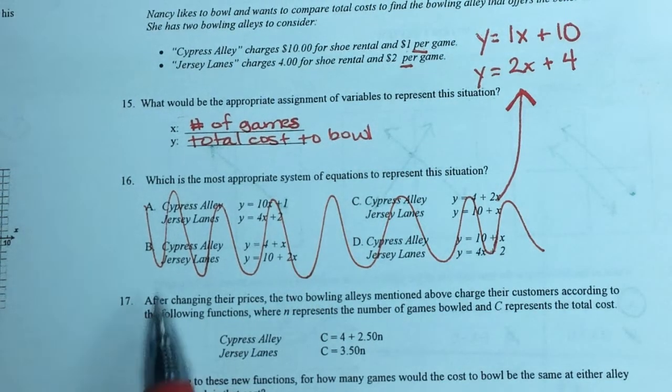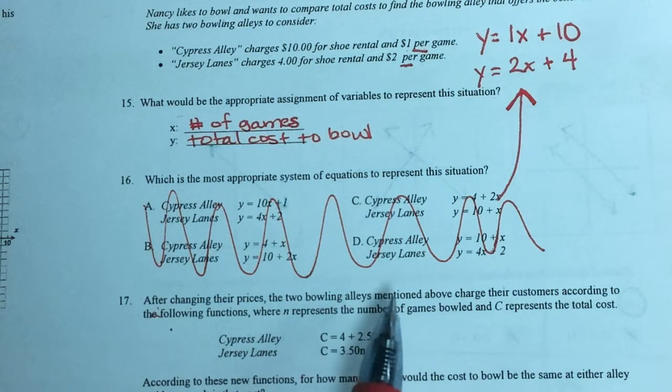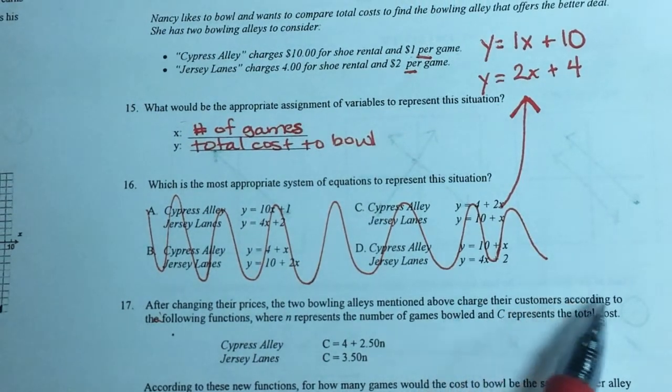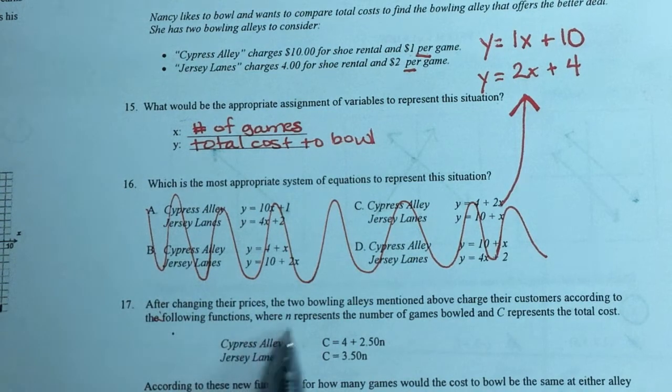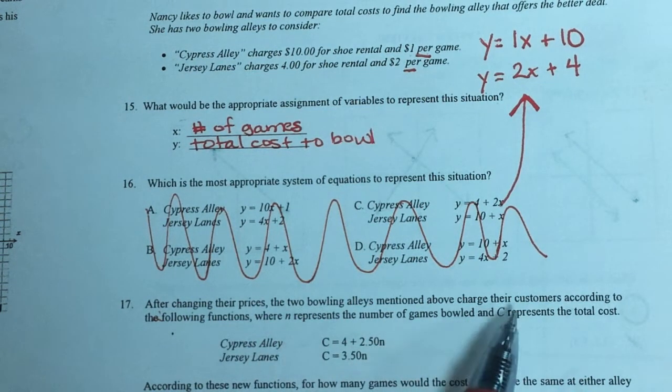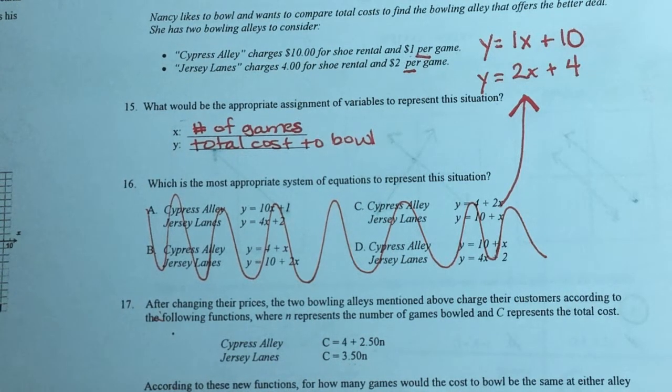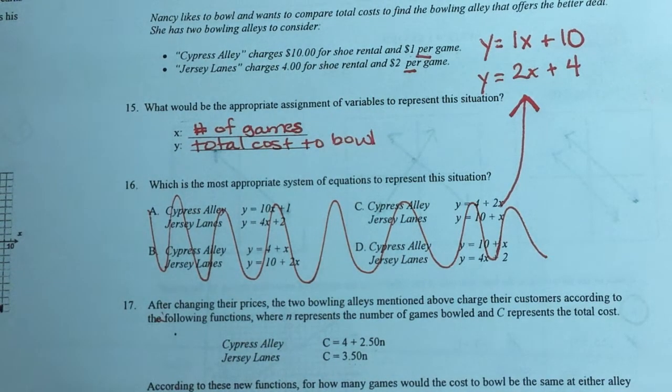So 17 says, after changing their prices, the bowling alleys mentioned above charge their customers according to the following functions, where N represents the number of games bowled and C represents the total cost. So here we have that C equals 4 plus 2.50N, and then C equals 3.50N. According to these new functions, for how many games would the cost to bowl be the same at either alley, and how much is that cost?